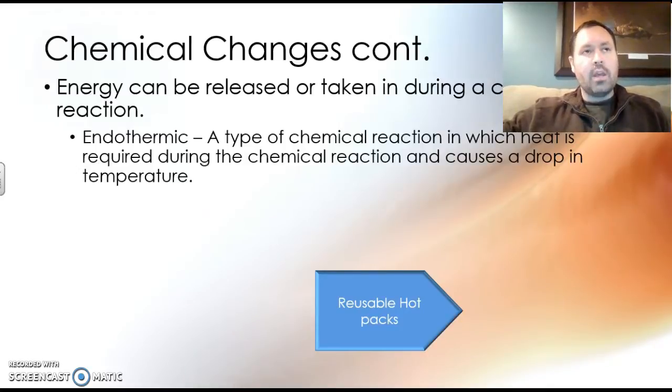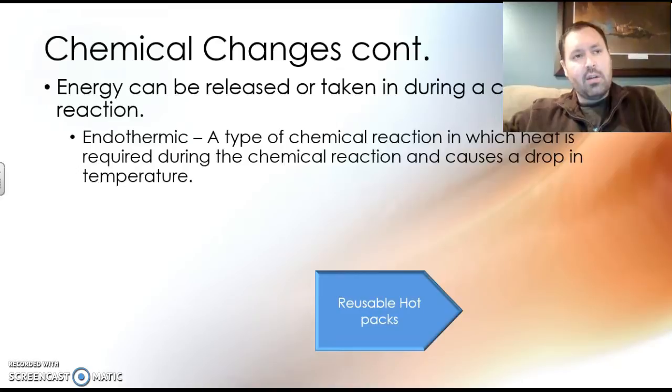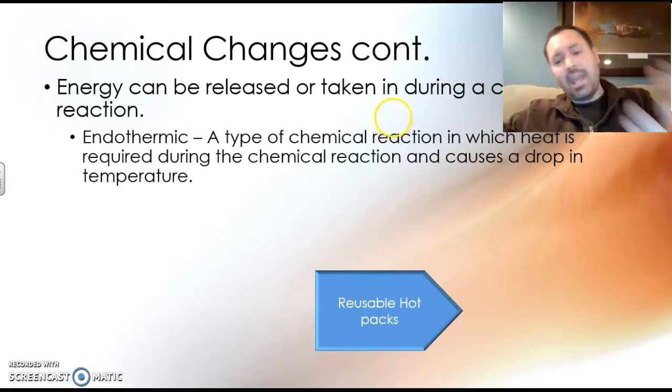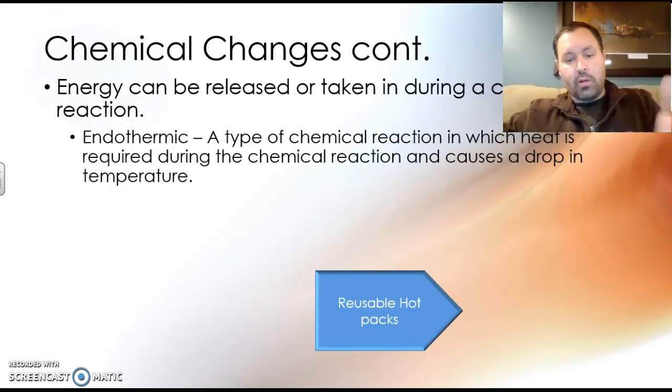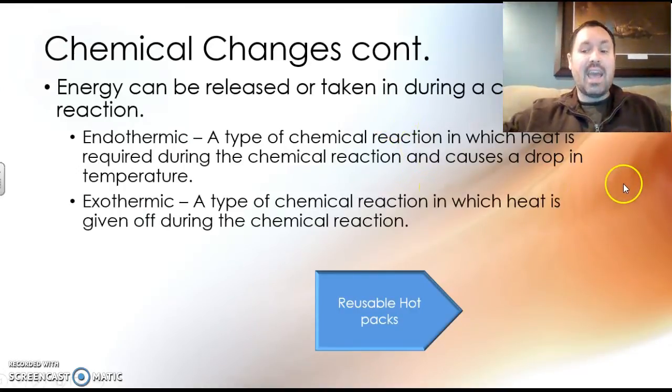For example, if you add baking soda and vinegar and then you mix them, it's going to make all those bubbles, right? If you put your hand on the bottom of the container, it feels colder. That's an endothermic reaction. Endothermic reactions get colder. They take away energy, therefore they get colder. The opposite of that is an exothermic reaction. Exo means outside. So an exothermic reaction is to give off energy. It's a type of chemical reaction in which heat is given off during the chemical reaction.